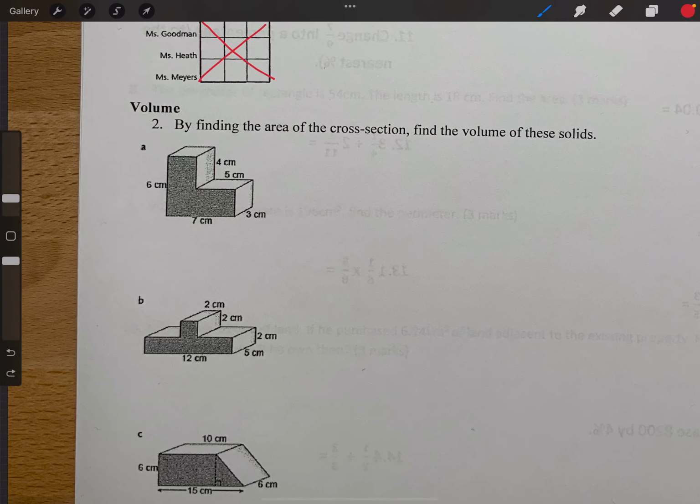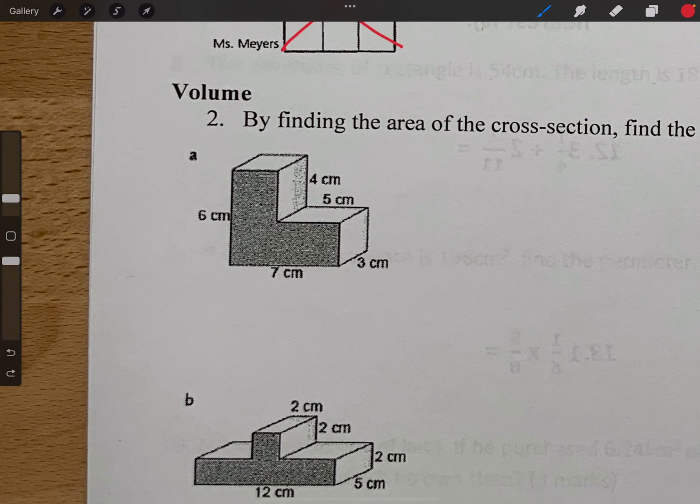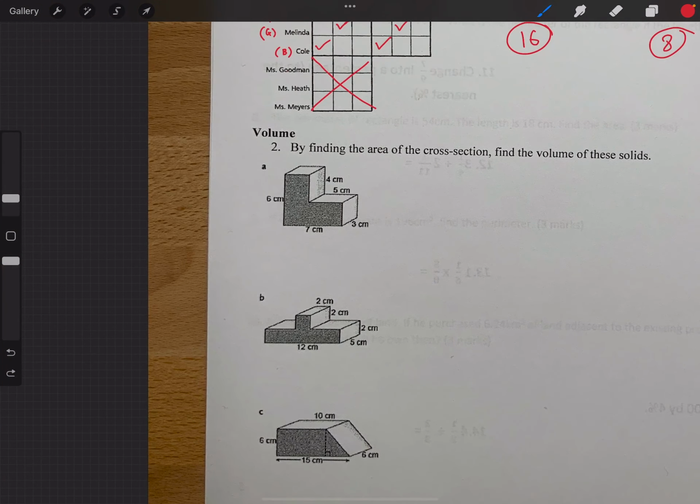For question 2, it says, by finding the area of the cross-section, find the volume of these solids. Now, you have to understand what a cross-section is. In this case, they've shaded it for you. You need to find the area of this shaded bit, and then multiply it by how much of that shape is stacked to make a 3D shape. It's stacked 3 centimeters this way, so we find the cross-section area and multiply by 3 to find the volume.